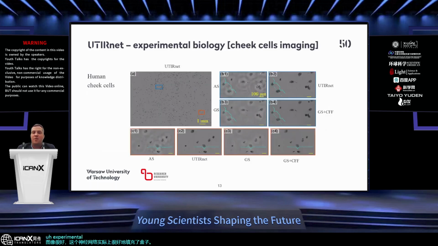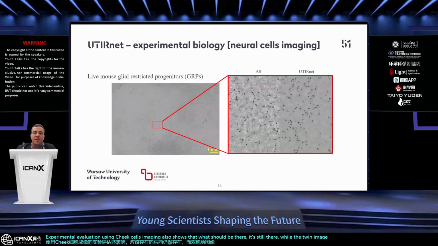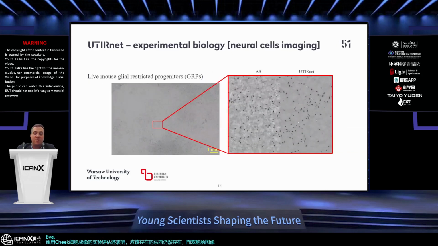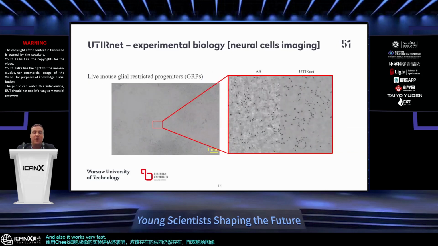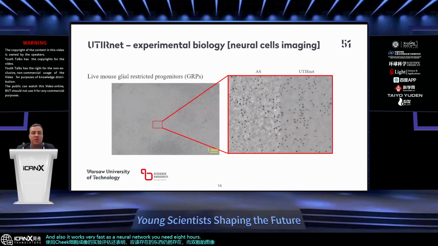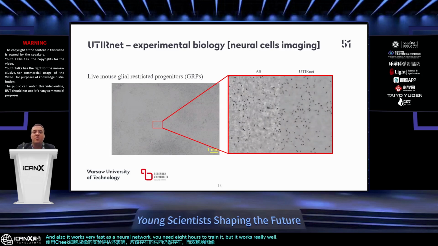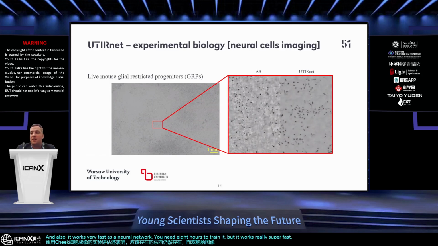Experimental evaluation using cheek cells imaging also shows that what should be there is still there, while the twin image is removed. And also it works very fast as a neural network. We need 8 hours to train it, but it works really super fast, so we can do live imaging on the neural cells.